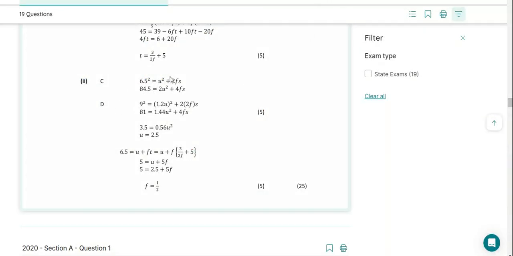Running out of time, but long story short, you're going to use v squared equals u squared plus 2as for both equations, and you should be able to find out what the u value is, and then by subbing it in, you should be able to find out the f value.